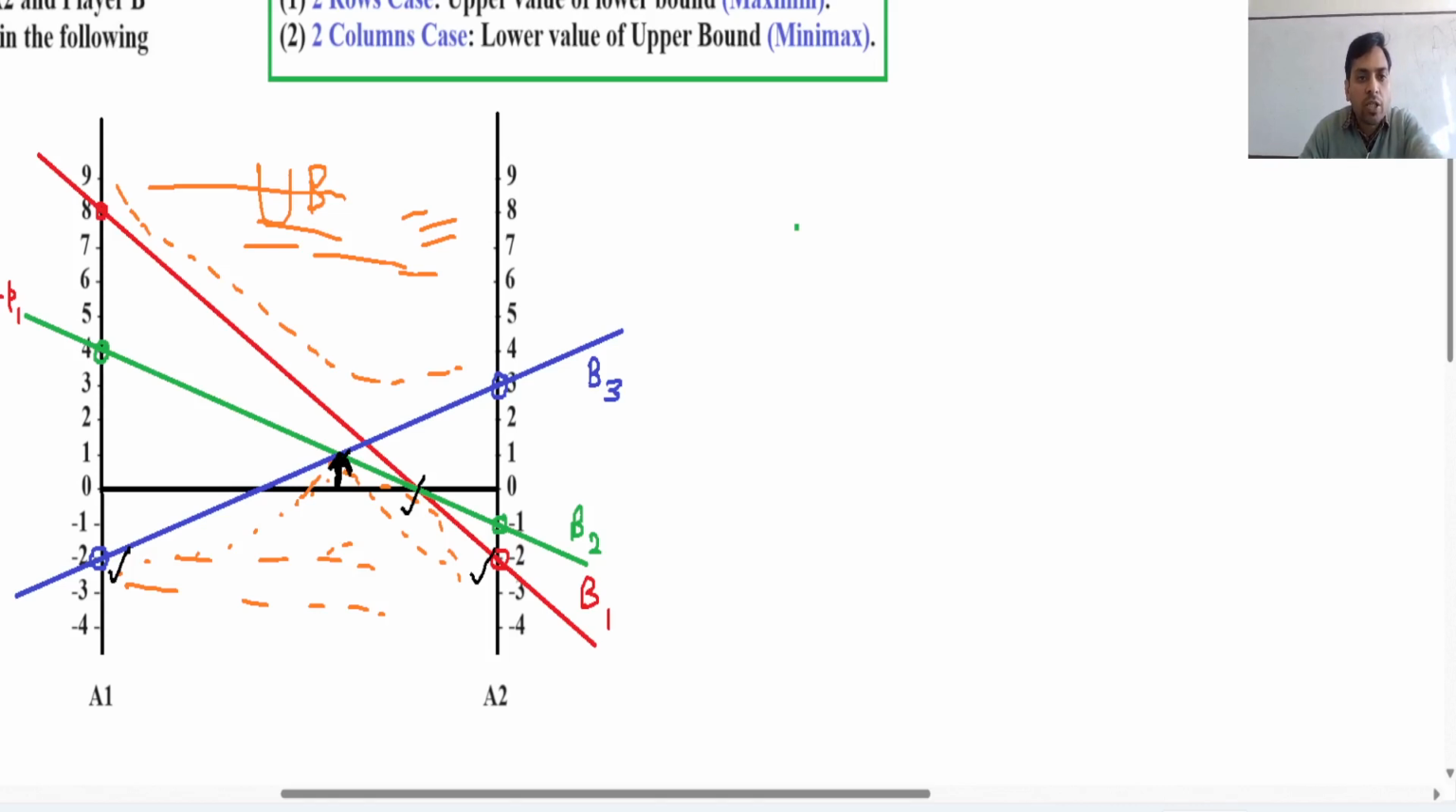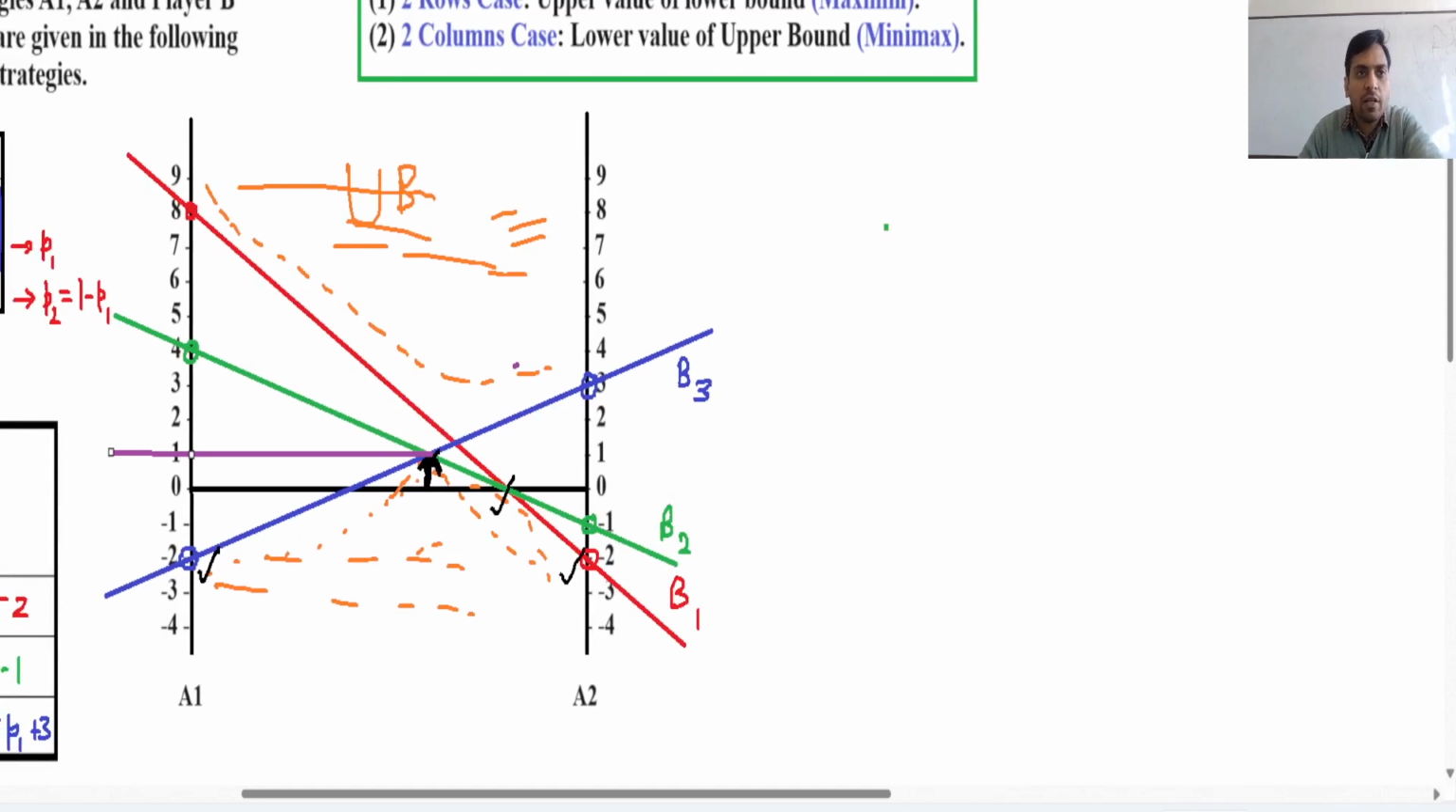Now from this location we can identify the location of the value of gain. This is approximately 1. This is the location of intersection. This is approximately 1. As we don't have an exact graph, we can't say exactly whether this is 1 or not. But we can calculate this value easily, and this is the location of the value of game. This one is considered as the value of game.